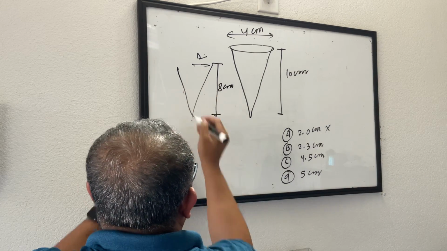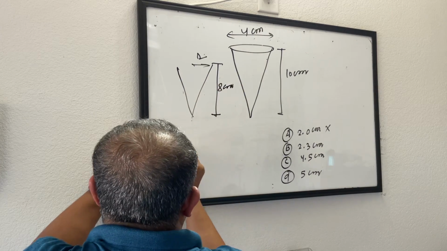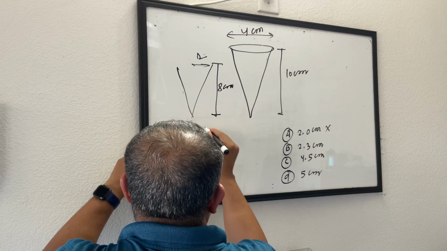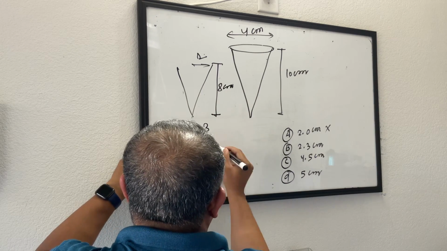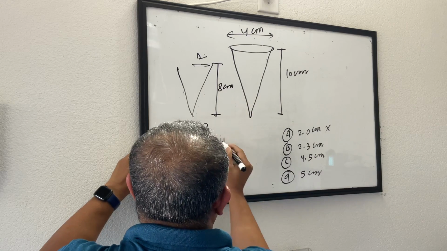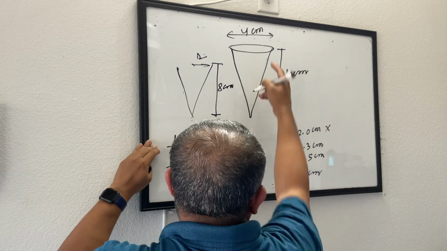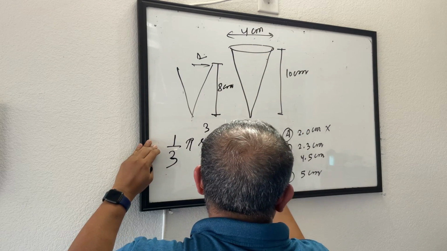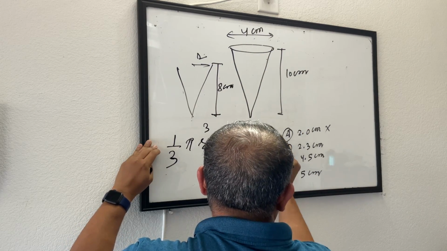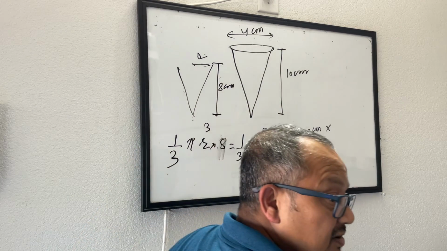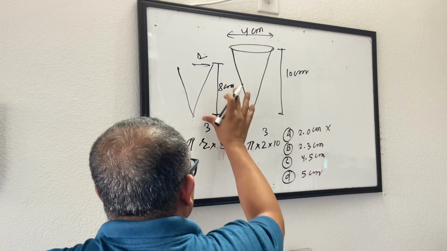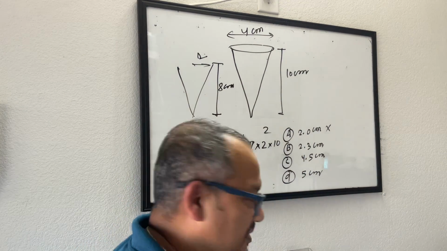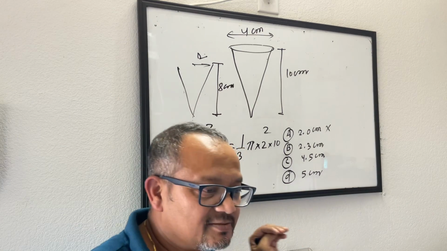So now look, this volume and this volume have to be the same. So 1 by 3 pi r cube h. h is here 8 centimeter. This volume is equal to this volume. 1 by 3 pi r cube is 2 cube, 2 into 2 into 2 into h. It's not cube, it's square. My bad. Thank you. Yeah, my bad. I got a little emotional with the problem.